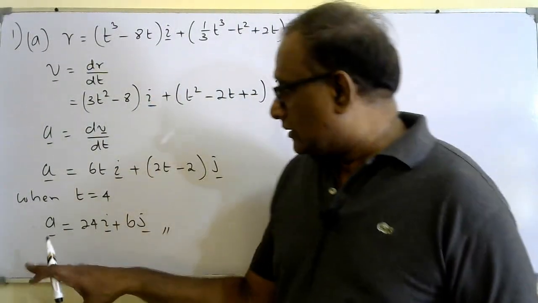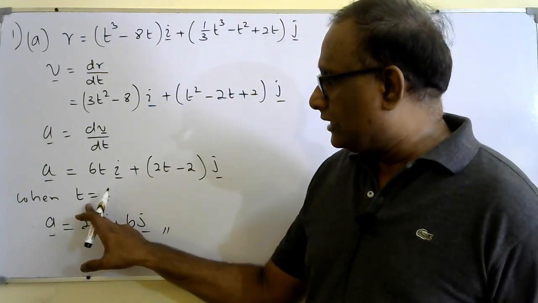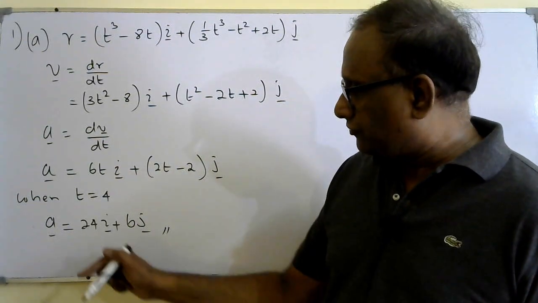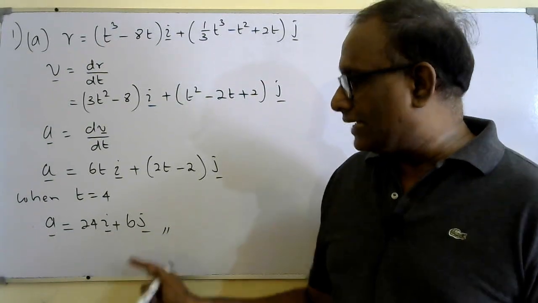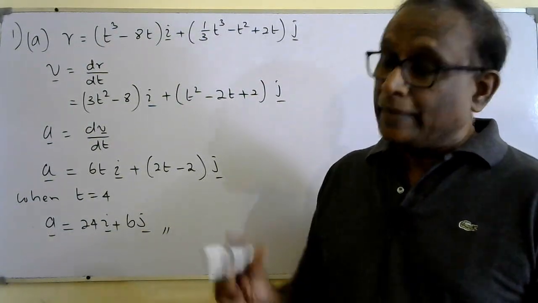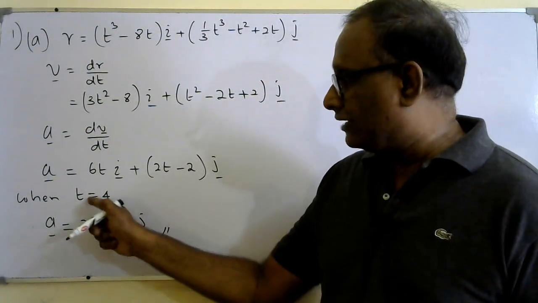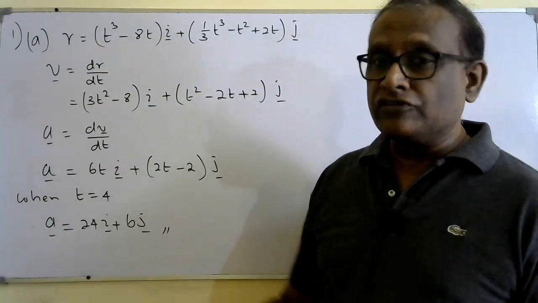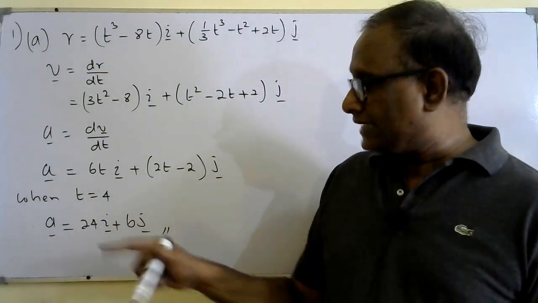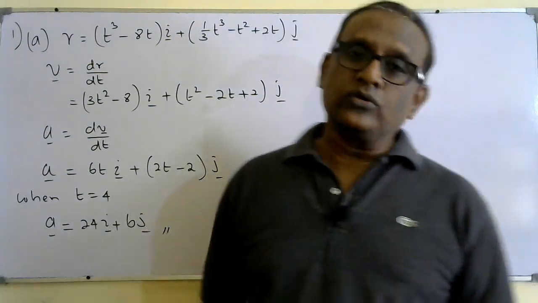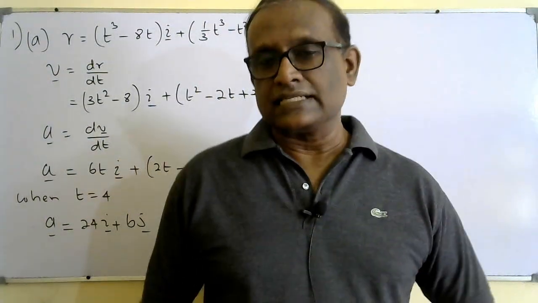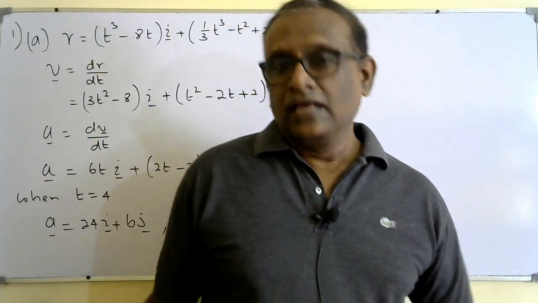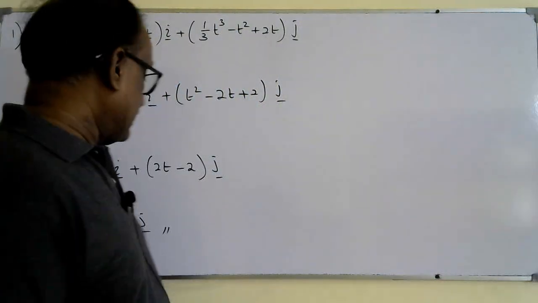If you want to find the magnitude of the acceleration at time t equal 4, then take the square root of 24 squared plus 6 squared. That will give the magnitude of the acceleration at t equal 4. If you want to find the direction of the acceleration at that instant, tan inverse 6 over 24. You can find it, but they are not asking that. They are just asking to find the acceleration in terms of unit vectors.